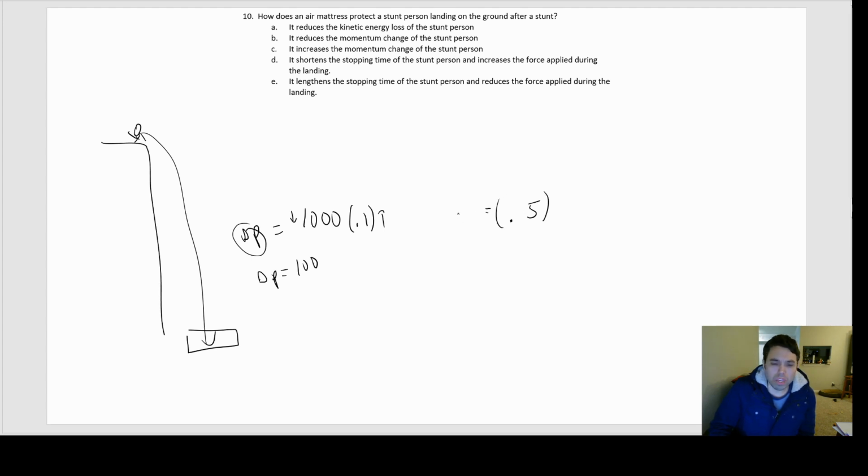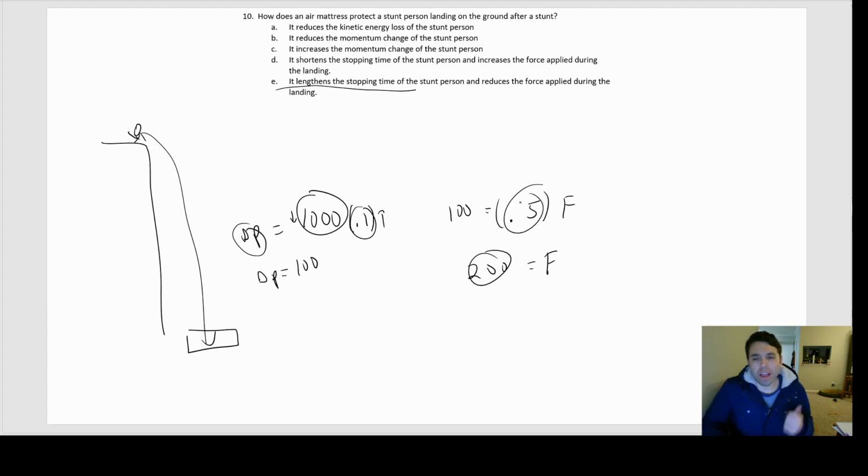Remember, the impulse must be the same. So the impulse is still 100, so what's the force going to be? Well, now 100 divided by 0.5 is 200. So my force went down by a lot. My force was 1,000, now my force is 200, so it went down a lot just by changing the time a little bit. So the whole point is that we're going to lengthen the stopping time, right? We're going to make time larger, for example, from 0.1 to 0.5. If you make time bigger, the force that they feel has to go down. The impulse is the same, but the force they experience goes down because they're spreading the force out over a period of time instead of it all happening at once.